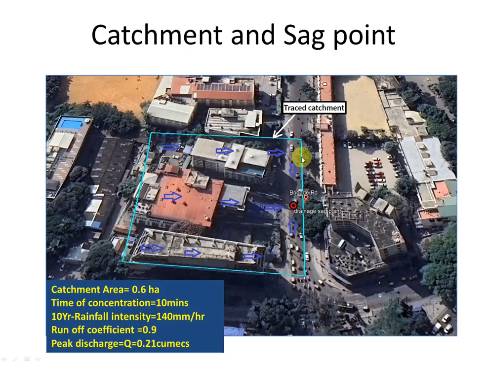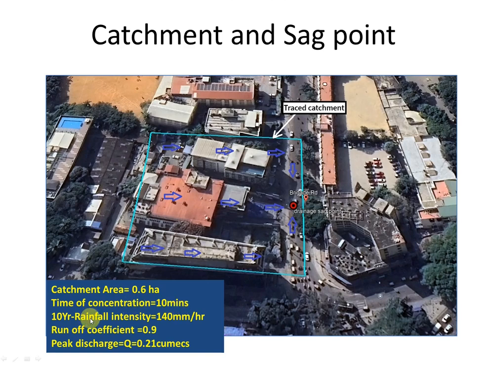The road has a cross slope on either side. For this case study I want to show you a sample analysis of a proposed sag point inlet. Here I am considering only the left part of the road, and I have traced all the offside and inside road runoff. This catchment is around 0.6 hectares, and the time of concentration from the Kirpich method is around 10 minutes.